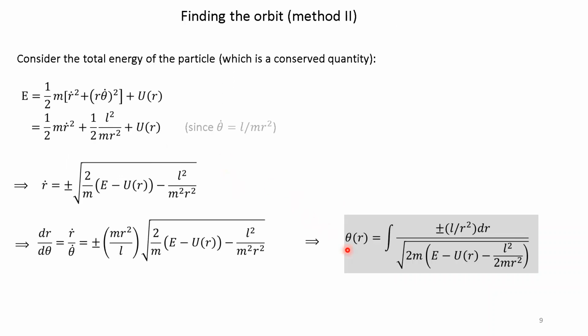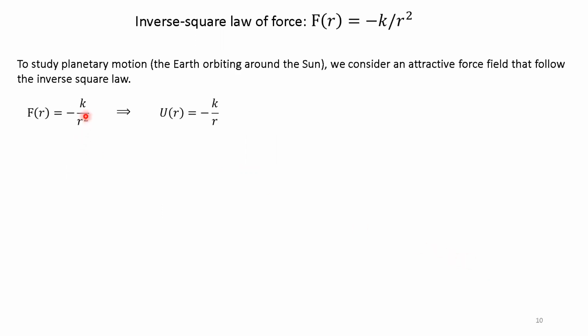Now here, u of r, I didn't say what it is, but again, as I said, we care about the inverse square law, right? So the force is 1 over r squared. In that case, that means the u is minus k divided by r. I hope you remember how to obtain this u from this f. I think you have learned about that, just taking an integral, right?